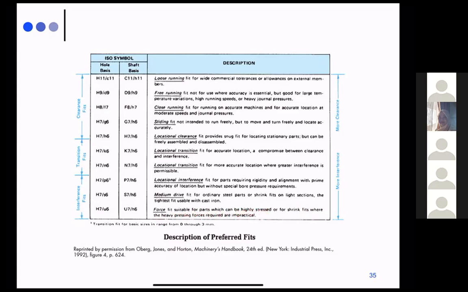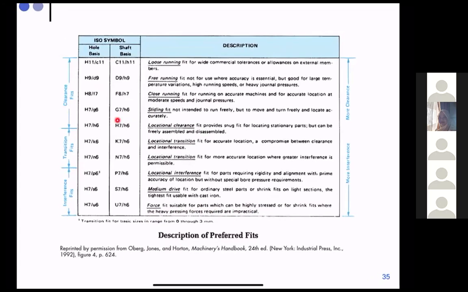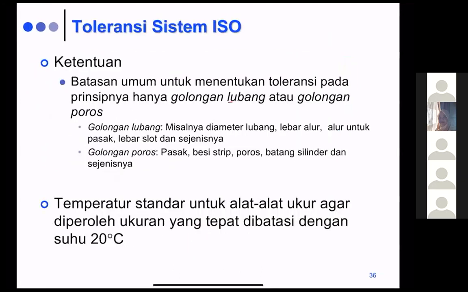Okay, so first we have to determine the application, and after that check the pairs between the hole and the shaft. The hole is the larger, the capital letter, and then the next letter is the smaller alphabet. All right, okay, so let's see the next one.